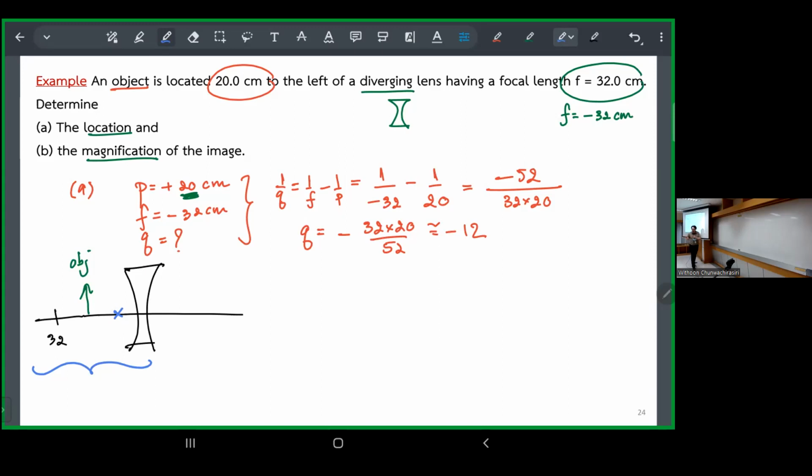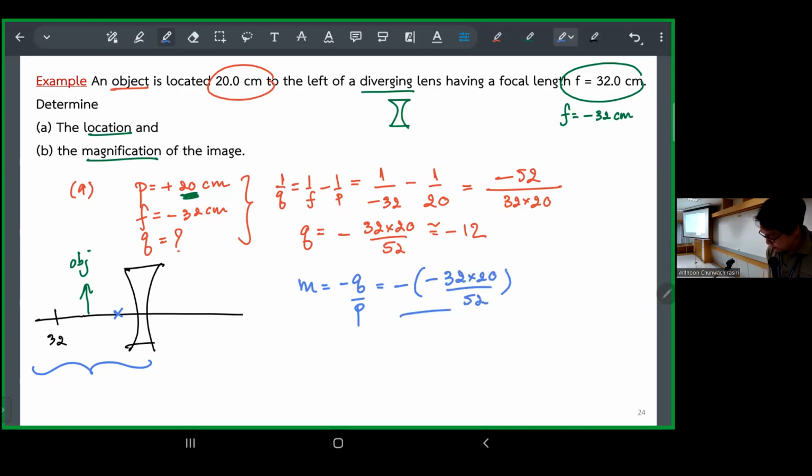But then you want to know more. Is it magnified or reduced in size? Is it upright or inverted? Now you start using the second equation, M equals negative Q over P. So negative Q, don't forget to bring in everything, including the sign, divided by the object location 20. The good thing about this one is I can just cancel 20 out, and the final answer is positive 32 over 52, something like that.